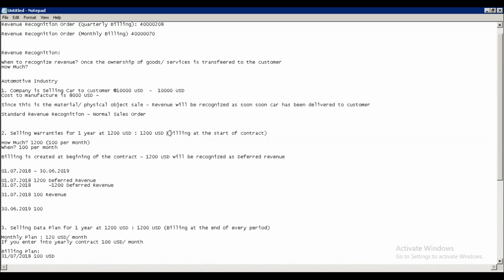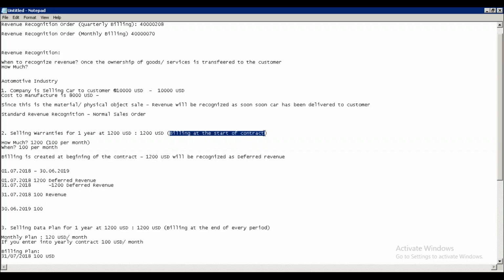In the first scenario, billing is done at the start of the contract itself, which is a normal case. Whenever you enter into any warranty or any kind of contract, normally you ask the customer to pay there itself. So you create a billing document and you receive the payment on that particular billing document.